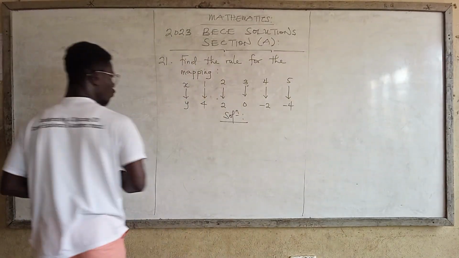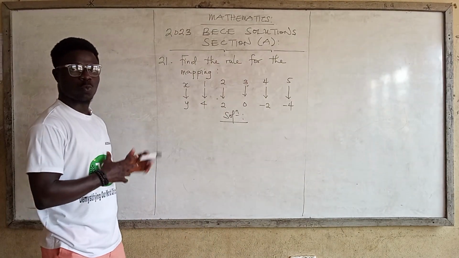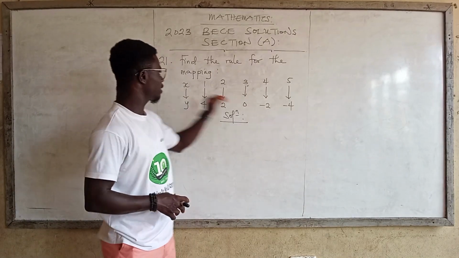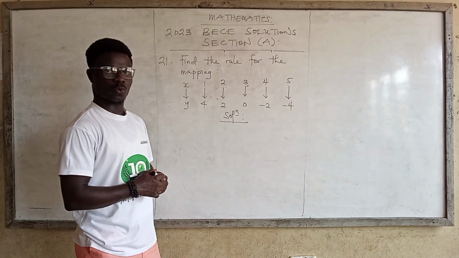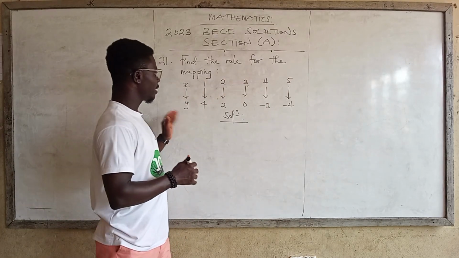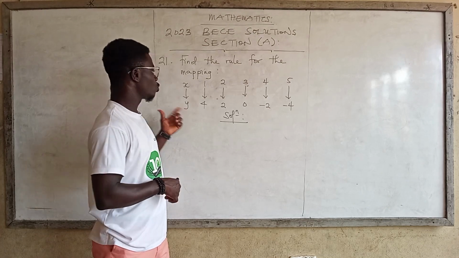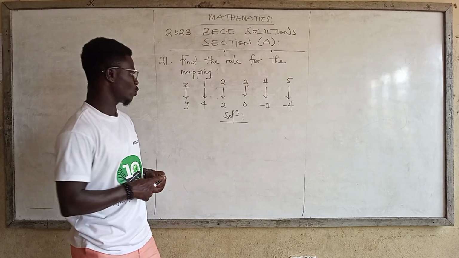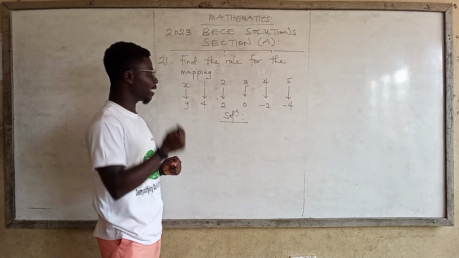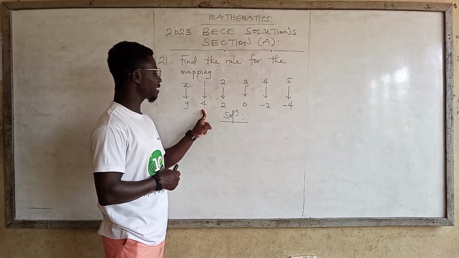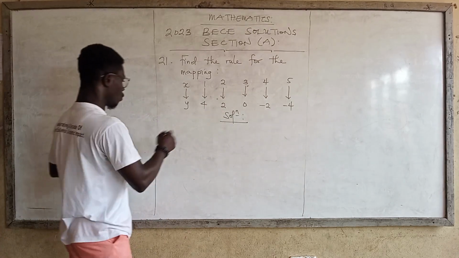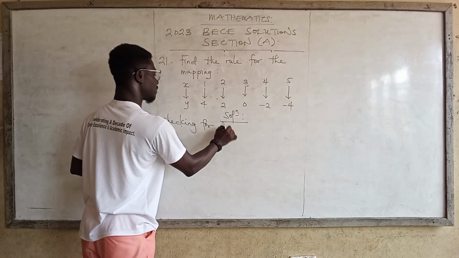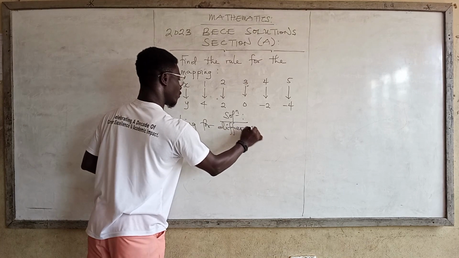Now, if you want to find the rule for the mapping, first of all, you have to check whether it's a linear mapping. The x values are the domain, and the y values are the codomain. So we check the difference for the codomain values. How do we check the difference? We subtract the first term from the second term.